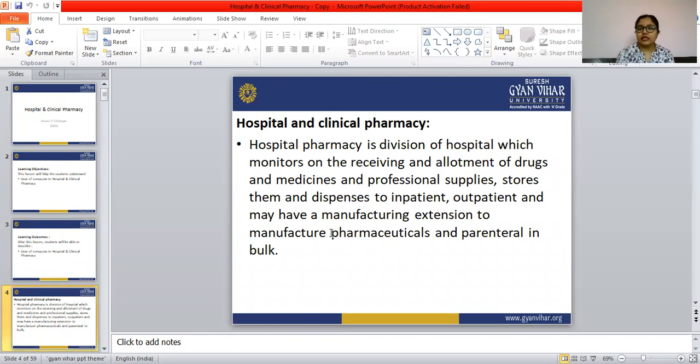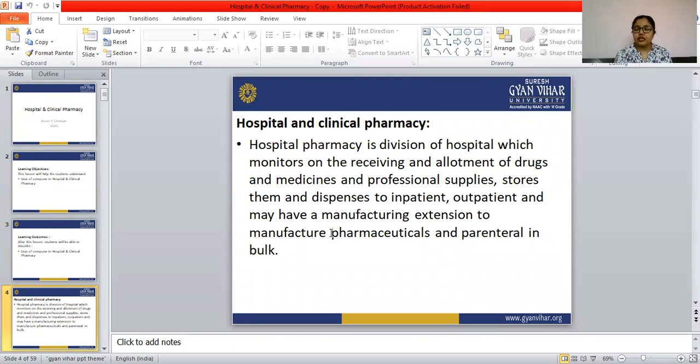So, hospital and clinical pharmacy. The hospital pharmacy is a division of the hospital which monitors the receiving and allotment of the drugs, medicines and professional supplies, stores them, dispenses to inpatient and outpatient, and may have a manufacturing extension to manufacture pharmaceuticals and parenterals in bulk.